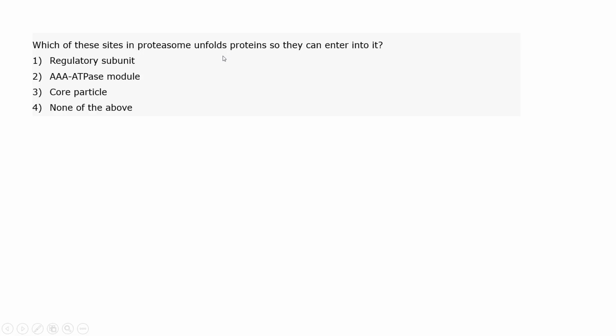Which of these sites in a proteasome unfolds the protein so that it can enter into it? Options: regulatory subunit, AAA ATPase module, core particle, or none of the above. Which of these unfolds the protein so that it can enter into the proteasome, out of all these subunits in a proteasome?